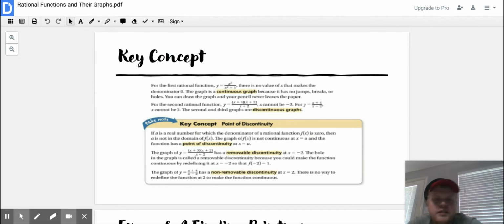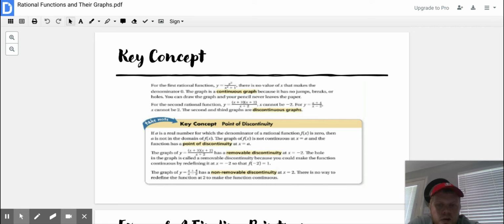Point of discontinuity. If a is a real number for which the denominator of a rational function f of x is 0, then a is not in the domain of f of x. The graph of f of x is not continuous at x equals a, and the function has a point of discontinuity at x equals a. So again, kind of like our domain and range, when we say those points cannot be what they are, that's also considered our points of discontinuity.